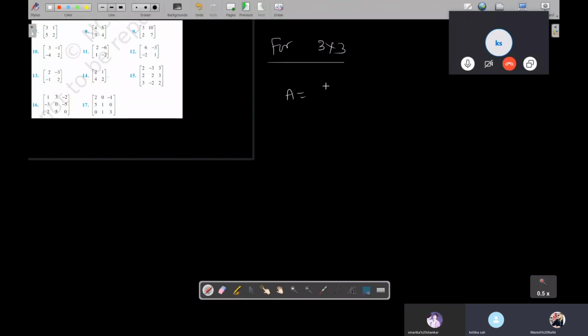Normal, if I'm talking about, say, A is A11, A12, A13, A21, A22, A23, A31, A32, A33. The elements of a 3 cross 3 matrix A will be represented like this. Now what we need to do is find A inverse for this matrix.